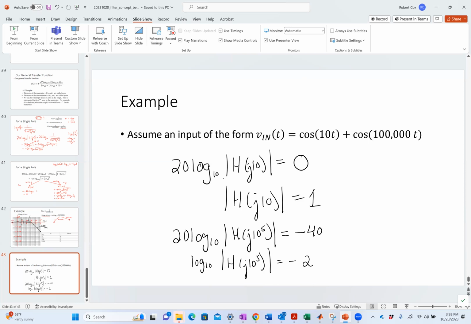So what's the magnitude at that point? Yeah, 10 to the -2, or 0.01. So what would be the amplitude of the output at 10 radians per second? The amplitude of the output would be 1, right? What would be the amplitude of the output at this frequency? 0.01, right? So what I'd see is a really big signal at 100,000 in the input, but a really small one in the output, right? So it's filtered that away.